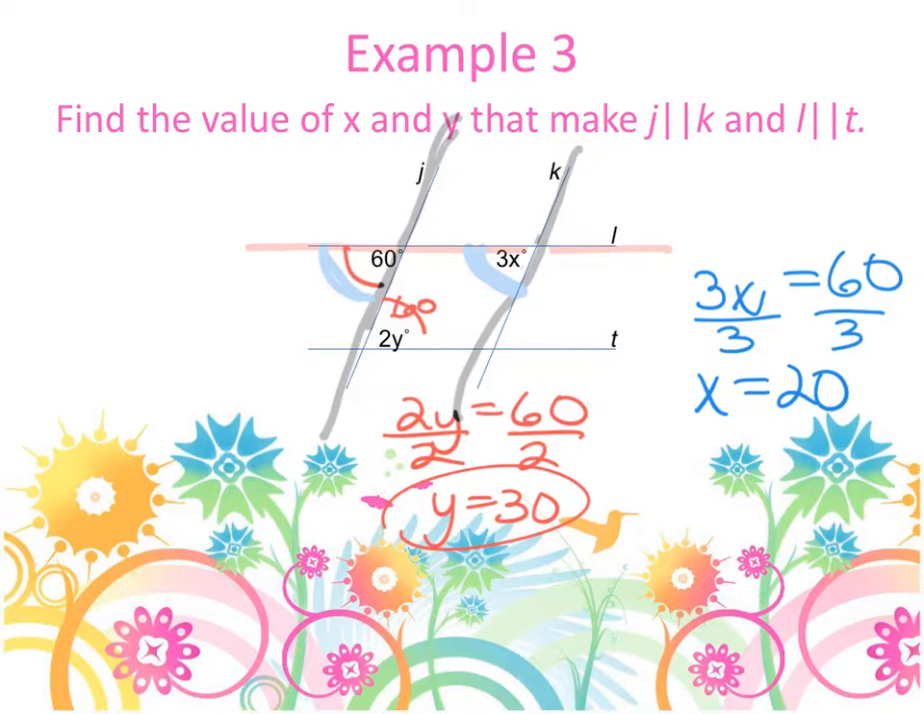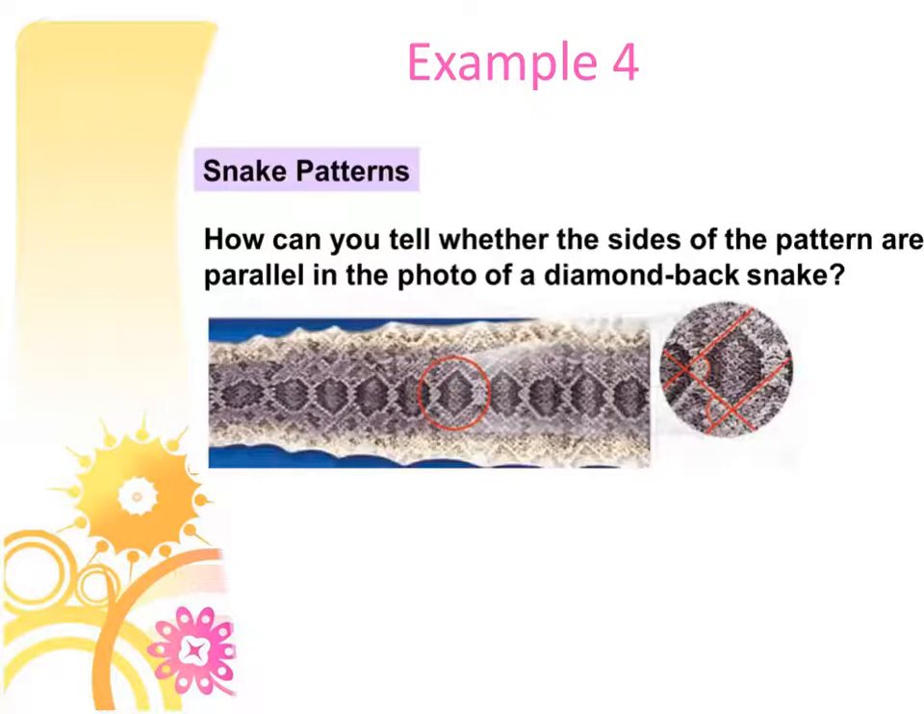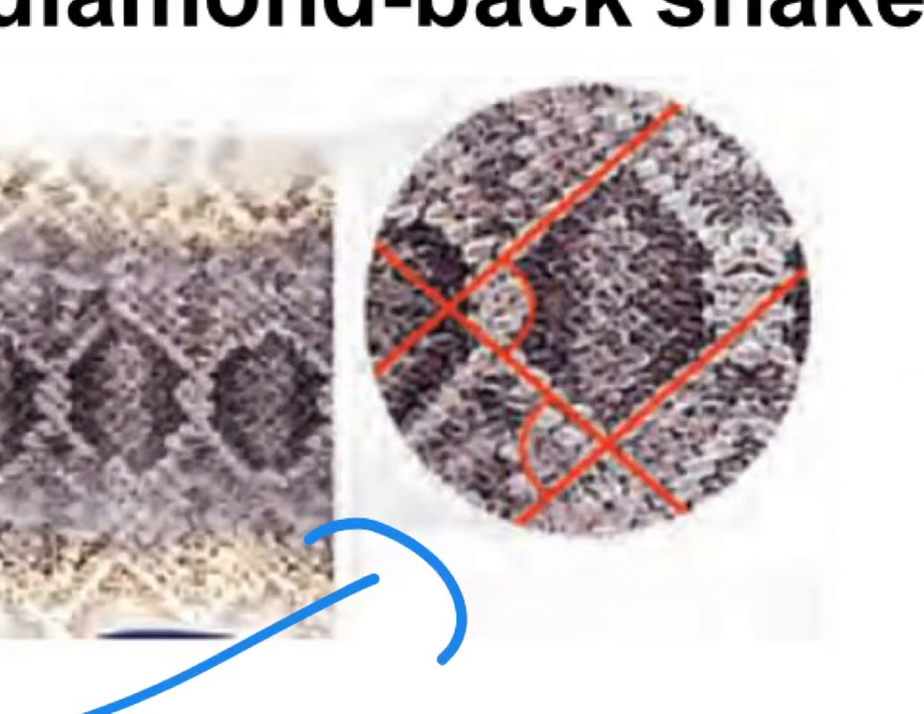We have one last slide. It's an application, a pattern. It says, how can you tell whether the sides of the pattern are parallel in the photo of a diamondback snake? So they've taken this circular piece of the picture and enlarged it. So here is my enlargement. And again, we've got our red lines here. They want to know how we could prove that these are parallel. And then we have a transversal. What kind of angles are these two?